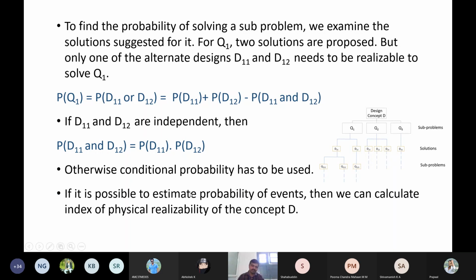Okay, if it is possible to estimate probability of events, then we can calculate index of physical realizability of the concept D. So if you know the values for these subproblems and these solutions, you can find physical realizability of overall design concept. There is a problem related to this design tree. I will solve it in next class.